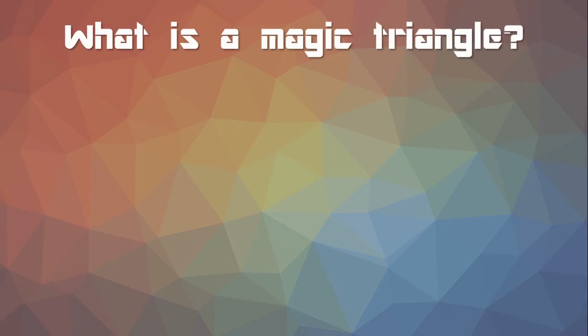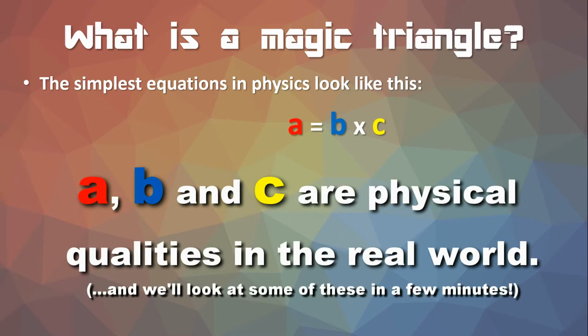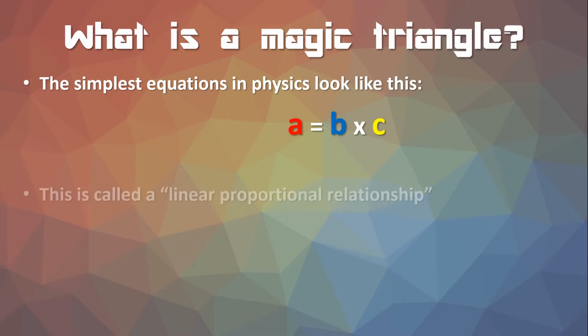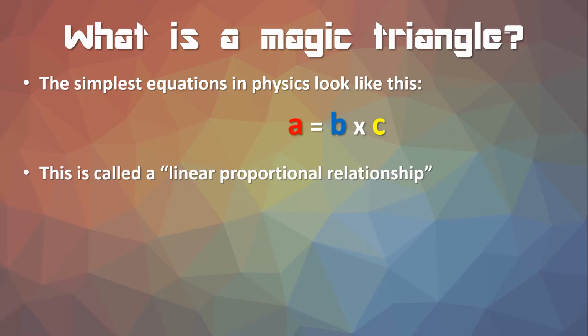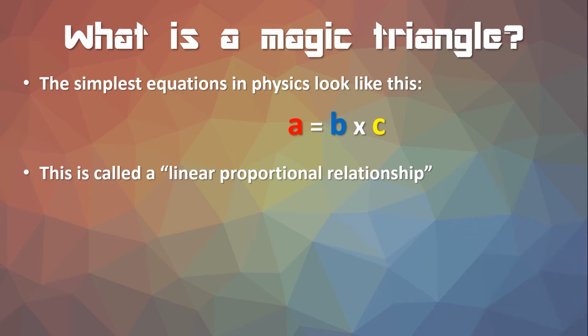Physics uses a lot of maths, and the simplest equations in physics look like this. A equals B multiplied by C. And A, B and C are physical quantities from the real world. This is called a linear proportional relationship in maths. Now, don't get scared off by the name, we'll go through it backwards.